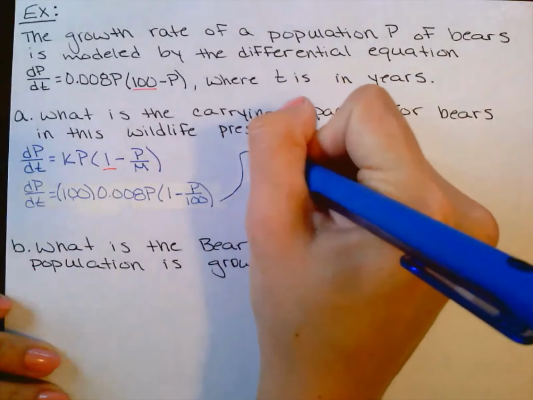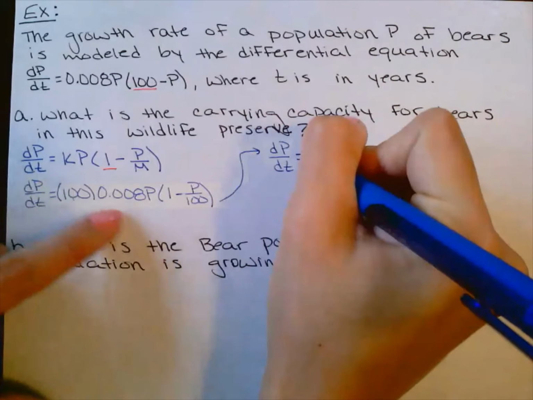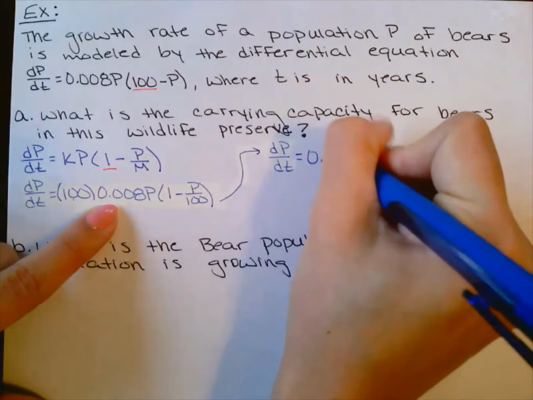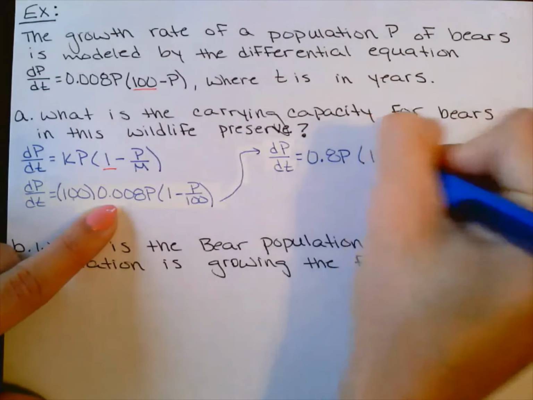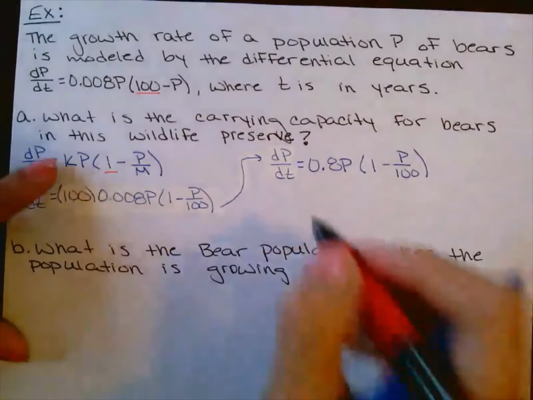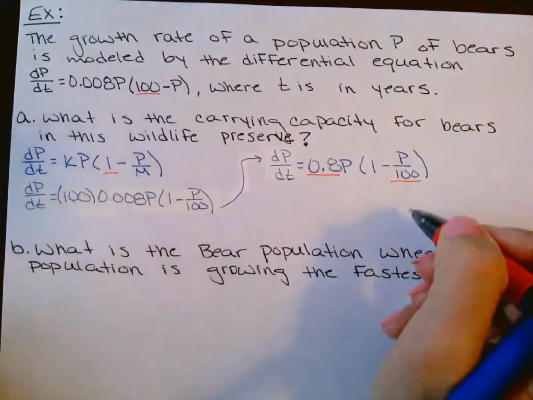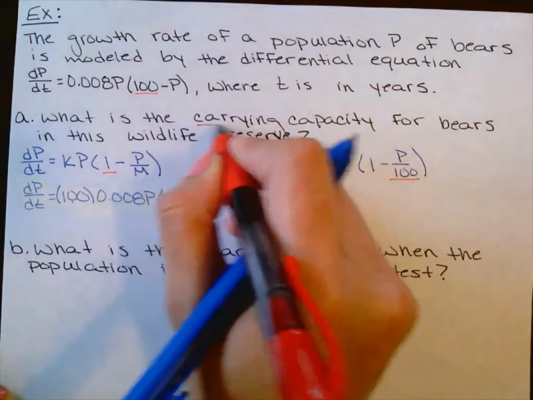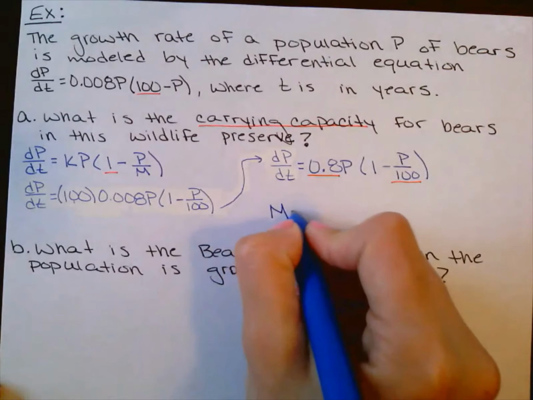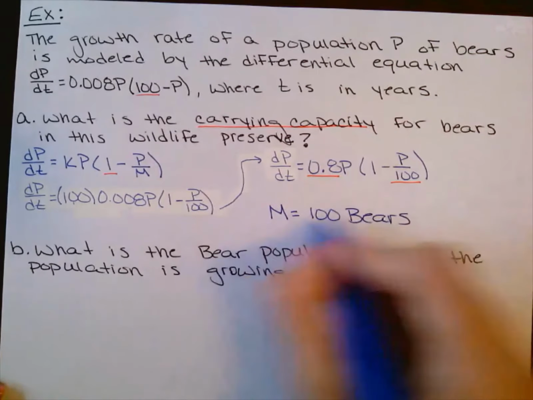So just to clean that one more time, you could probably already start seeing your answer. 100 times 0.008 moves my decimal 2 times over, so I have 0.8P times 1 minus P over 100. And now that it's clean, you can see what your k is, and you can see what your M is. Since they asked for carrying capacity, it is my M. So my answer here is that 100, and we're talking about bears, is my carrying capacity.